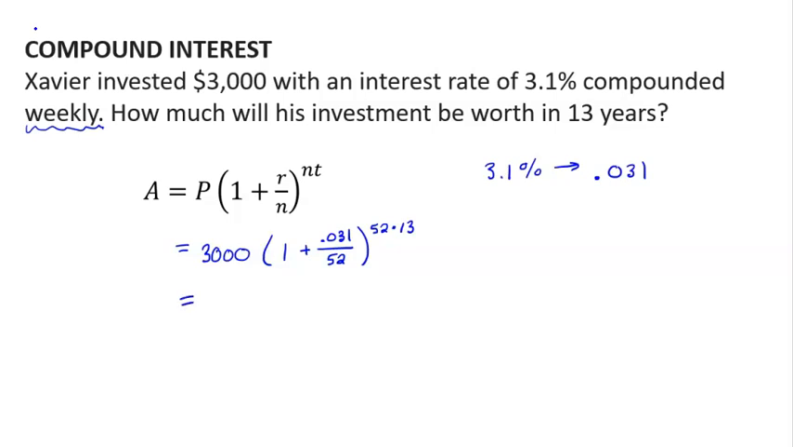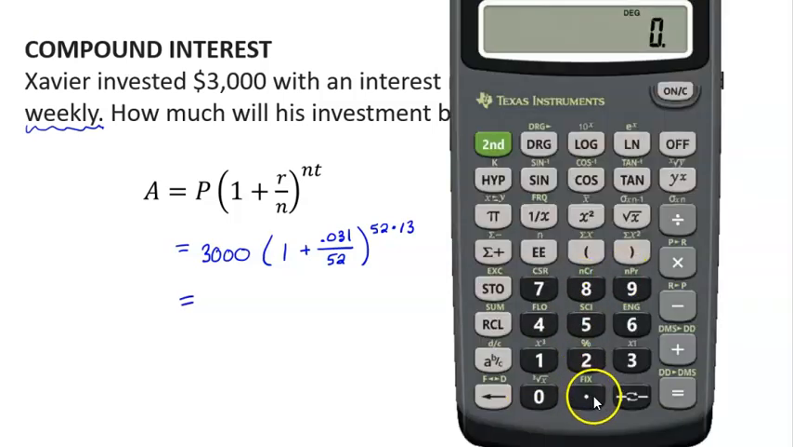And then let's go ahead and put some of this into our calculator. So 1 plus 0.031 divided by our 52 weeks. And that gives us this. And so a lot of times they'll have you kind of round, or we can just type in this entire thing into our calculator. So if we need to, let's go ahead and just do 52 times 13. That gives us 676.